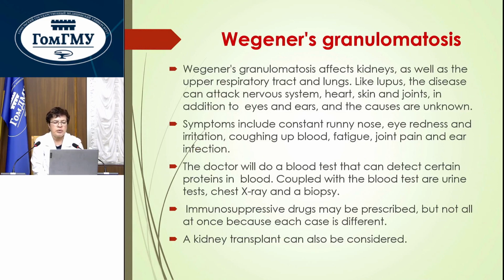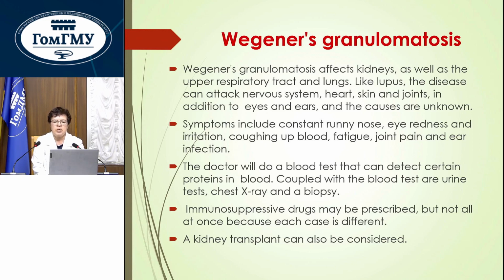Wegener's granulomatosis. It also affects the kidney as well as the upper respiratory tract and lungs. Like lupus, the disease can attack the nervous system, heart, skin, and joints, in addition to the eyes and ears, and the causes are unknown. Symptoms include constant runny nose, eye redness and irritation, coughing up blood, fatigue, joint pain, and ear infection.